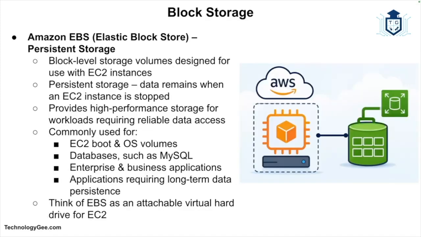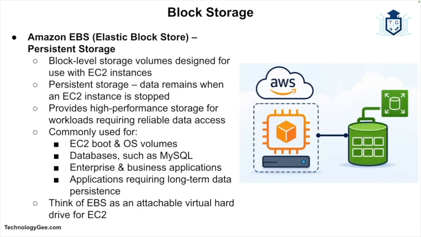All right, so let's go ahead and switch gears real quick. So when you're running a virtual machine in AWS, specifically an Amazon EC2 instance, you're going to need storage that behaves like a hard drive. And that's where block storage comes in. And the first one we have is called Amazon EBS, or Elastic Block Store. So EBS, this is persistent storage that you attach to EC2 instances. So think of it like your C drive on Windows or your root partition on Linux.